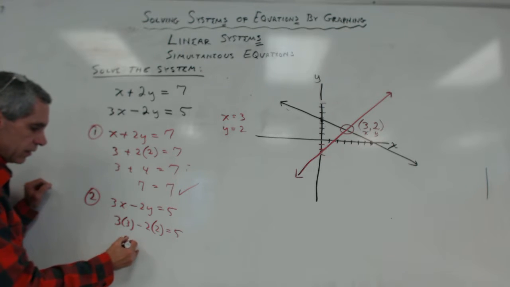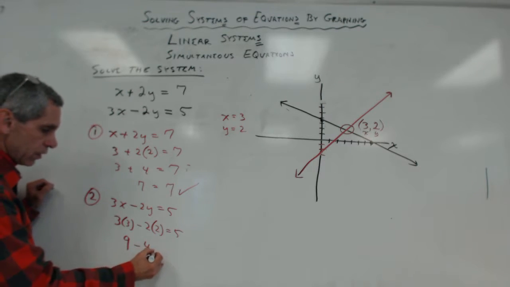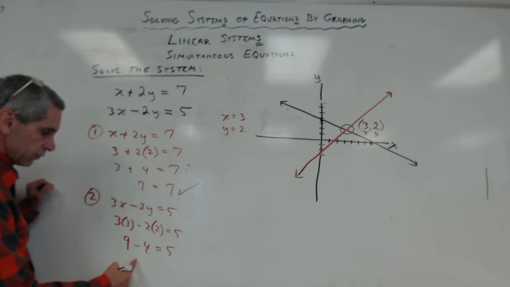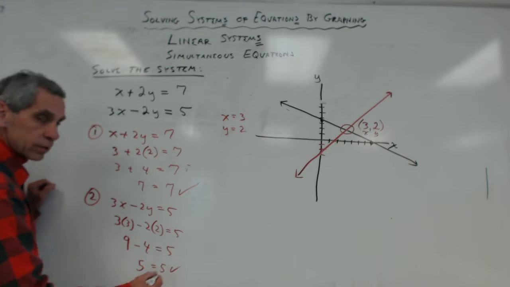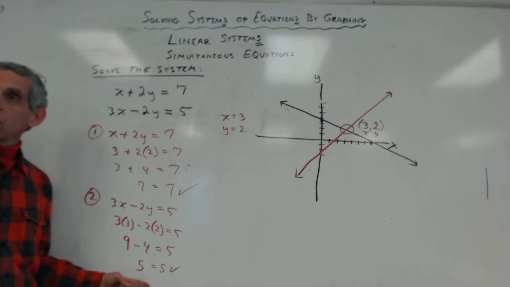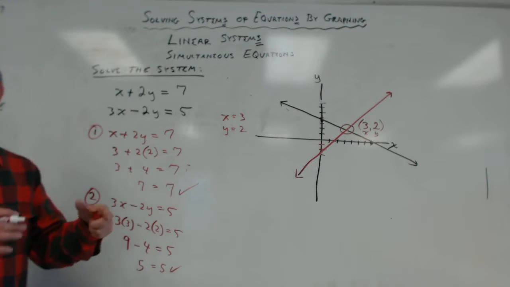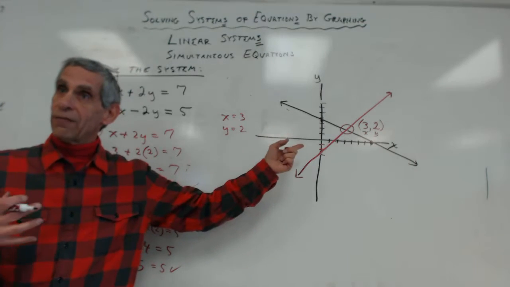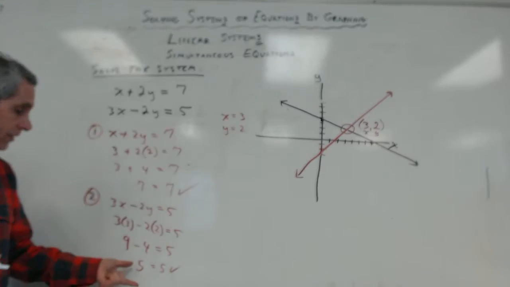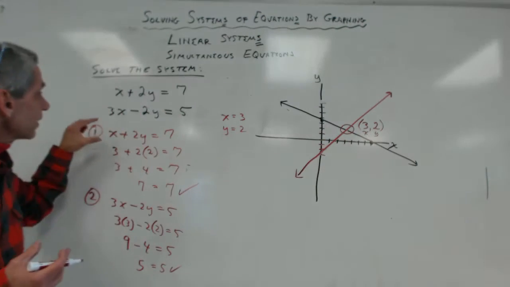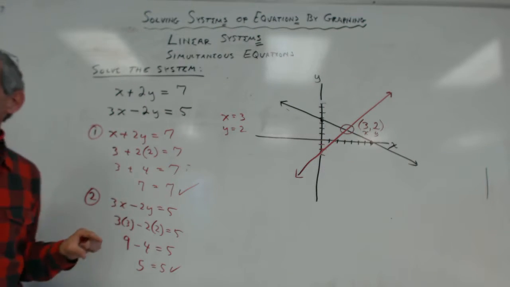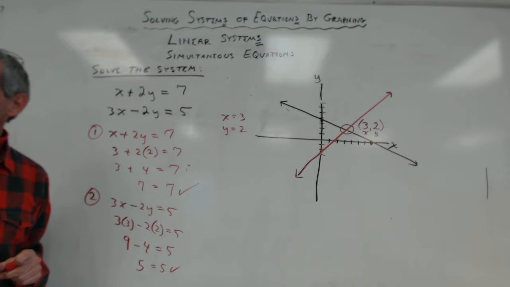3 times 3 is 9. Minus 4 is equal to 5. Is 9 minus 4 5? 5 equals 5. That worked. If it said 5 equals 4, then it wouldn't work, and there would be no easy solution by graphing to the system. But since both of them worked, I know this point, 3 comma 2, is on both of these equations. All right, does that make sense?